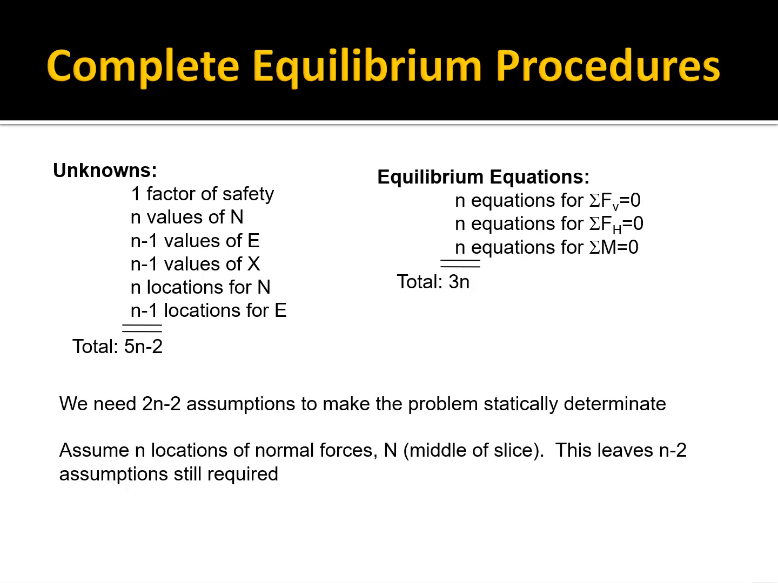And so the first assumption we always make is the location of the normal forces, and we assume that acts through the middle of the base of the slice. And that leaves us with n minus 2 assumptions still required.